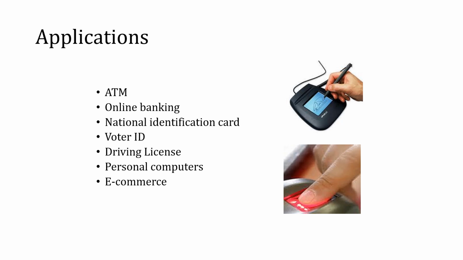Then let us move on to applications. These are the main applications in real time. ATMs, where we are using fingerprints. Then online banking, where we are using biometric systems. The national identification card, voter ID card, driving license, personal computers, e-commerce. So many applications have come up in the past decade for biometrics. Real-time applications need robustness, and they are growing day by day with the unique features of identification and verification.